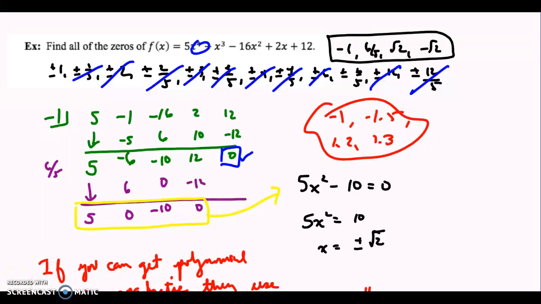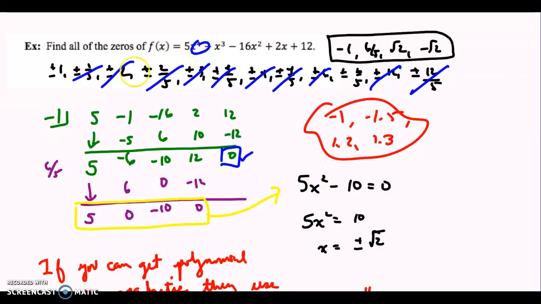So as I was saying in the last video before I got cut off, I plugged in 1.2 into the resulting polynomial from synthetic division. I got a remainder of 0, so I took 5 and we put an x squared in front of it, minus 10 equals 0.